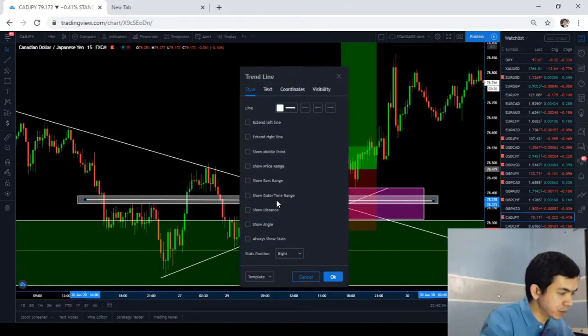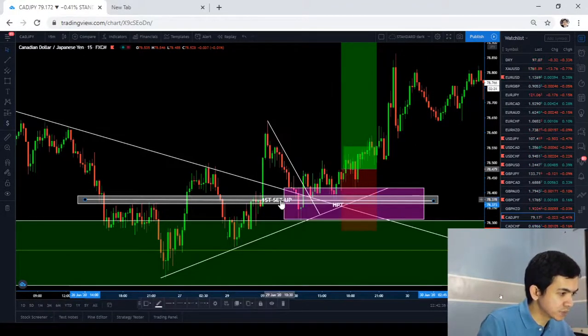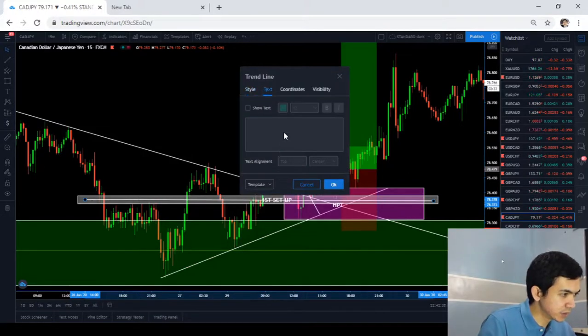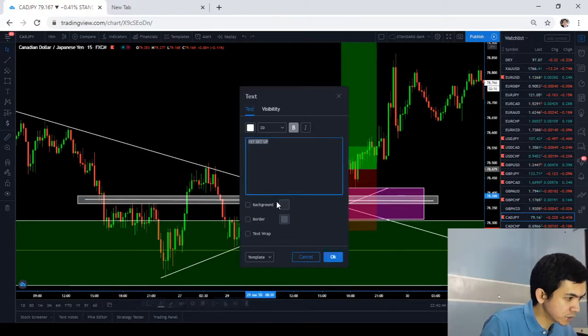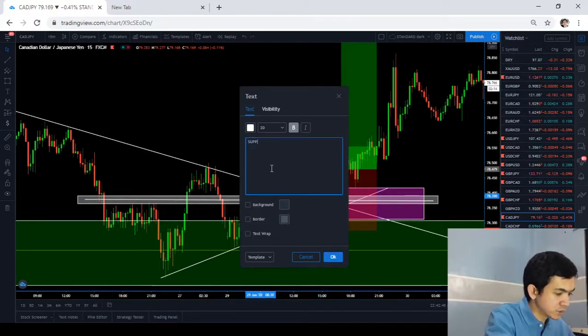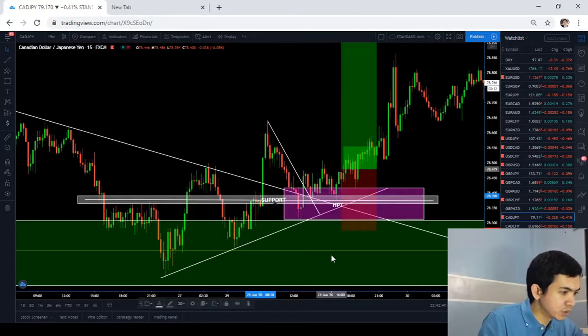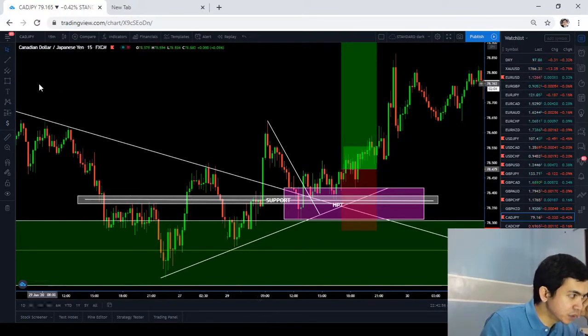Again, I'm just repeating the process, guys. Just repeating the process over and over again. Kung ano yung ginawa ko sa higher time frame, ganun lang yung ginawa ko sa lower time frame. Support. So, at least two confluences. So, now, this becomes my new HPT zone.